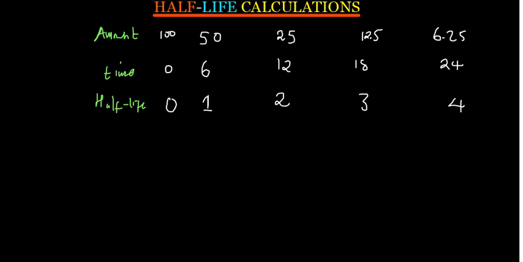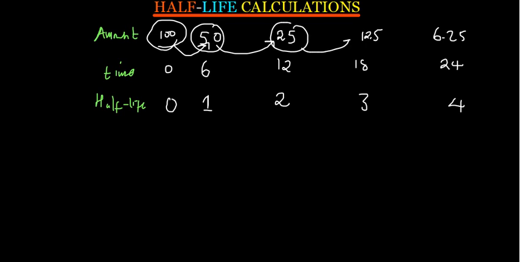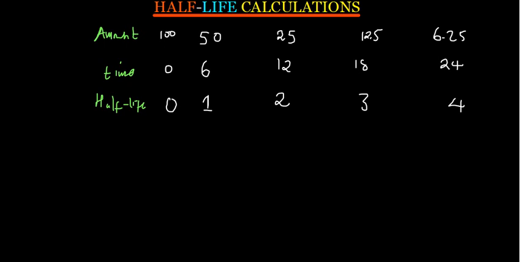Do you get that? So from 100 to 50, this is the first half-life. From 50 to 25, that's the second. 25 to 12, that's the third, and then that's the fourth. Do you get that now?